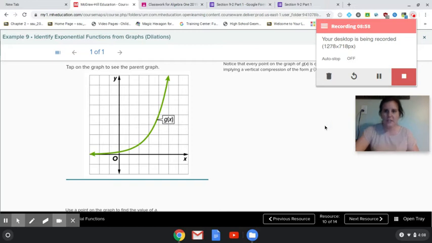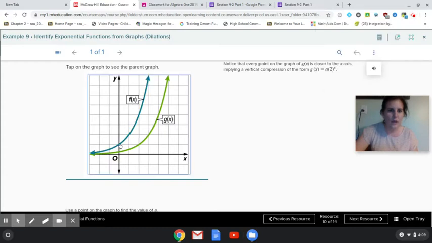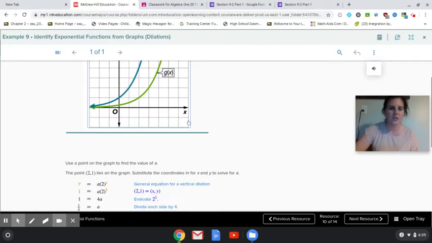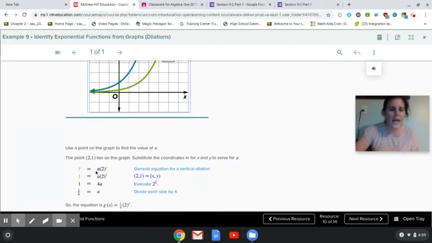Okay, so once again, we're going to look at that point at 0, 1. On the parent function, it's at 0, 1, but look at how it shifted. It shifted over 1, 2 places. So we can see that our graph passes through the point 2, 1. So back to using that equation, y equals a times b raised to the x. We don't know what a is, but we know that our b is 2.